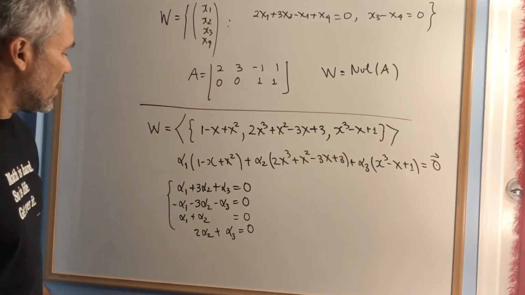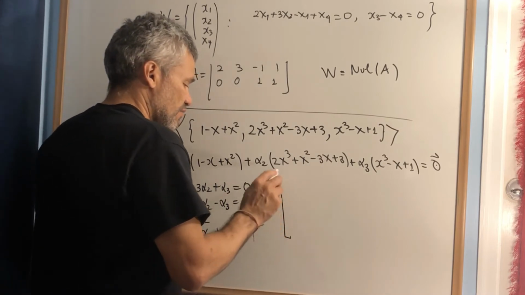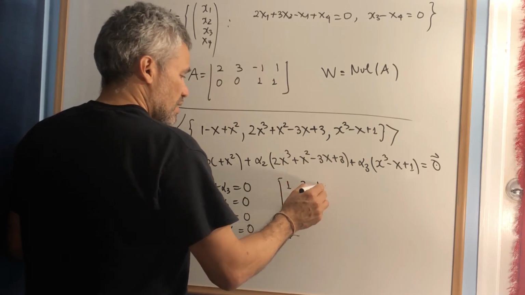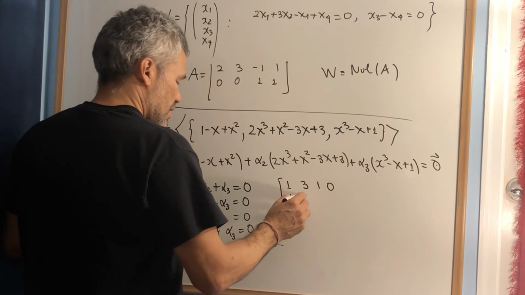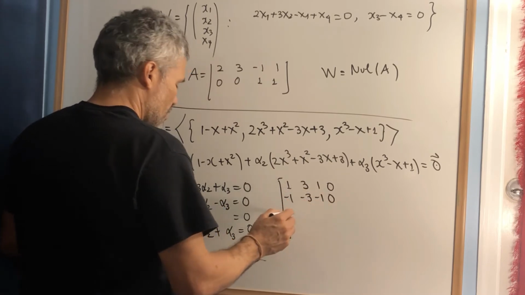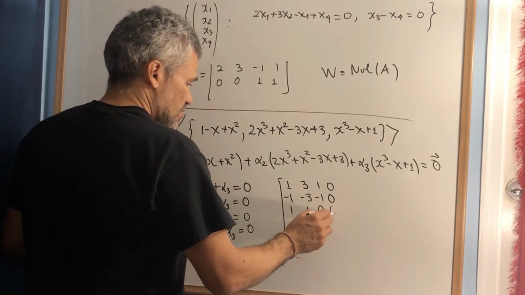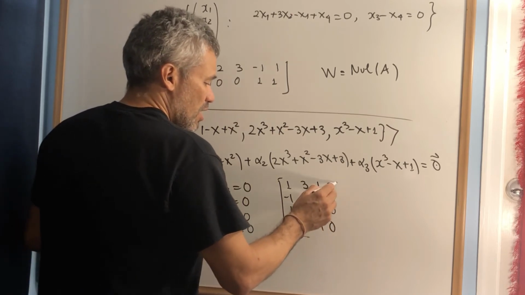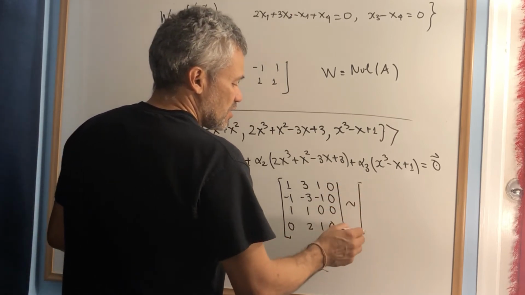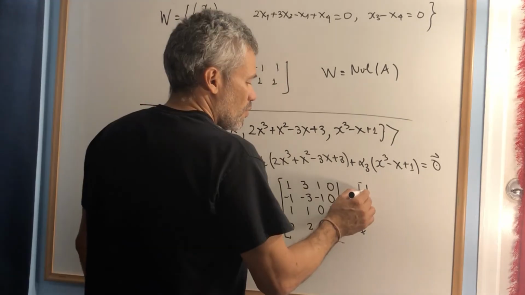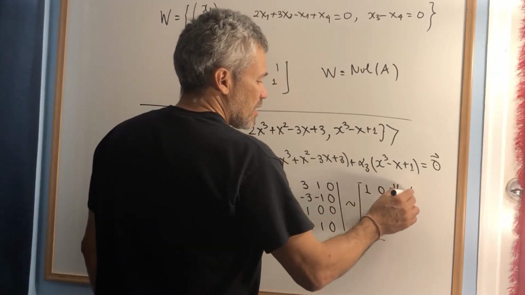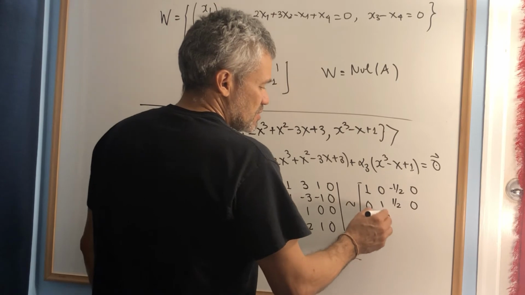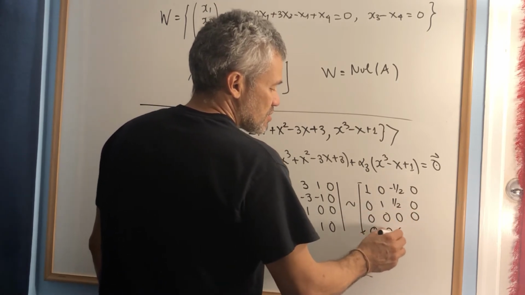equals 0. And then we have that the augmented matrix of this system is 1, 3, 1, 0, negative 1, negative 3, negative 1, 0, 1, 1, 0, 0, 0, 2, 1, 0. And this is row equivalent to the matrix 1, 0, negative 1 half, 0, 0, 1, 1 half, 0, 0, 0, 0, 0, and 0, 0, 0, 0.